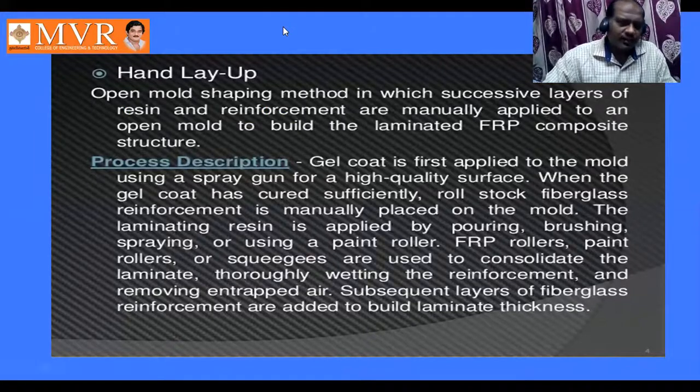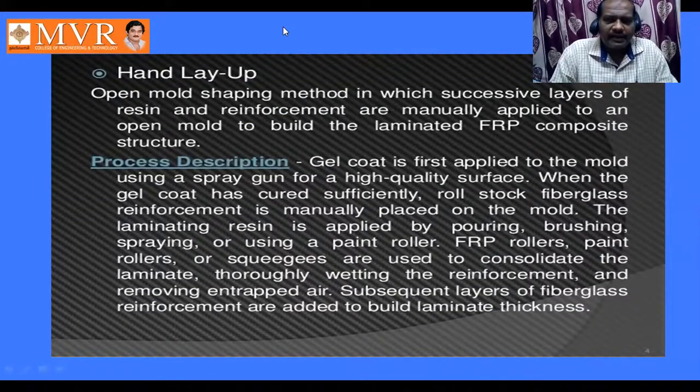What are the things that are going to be present in this hand layup method? Hand layup is an open mold shaping method in which successive layers of resin and reinforcement are manually applied to an open mold to build the laminated FRP composite structure. What is the principle here? Layer by layer is going to be applied in an open mold. So it comes under the open category.